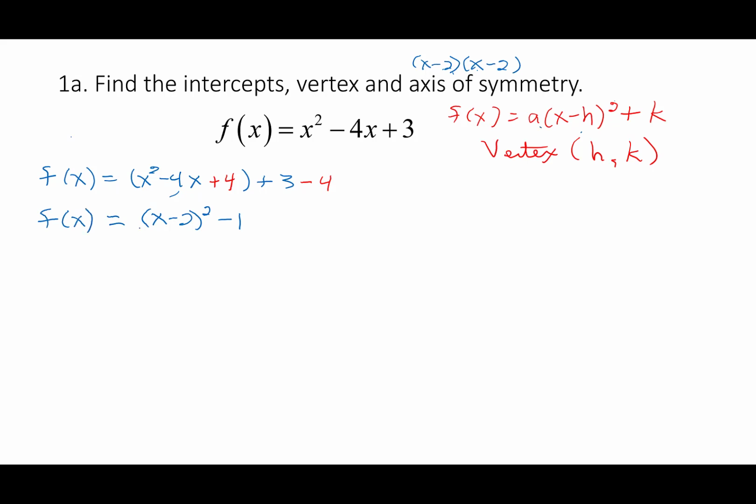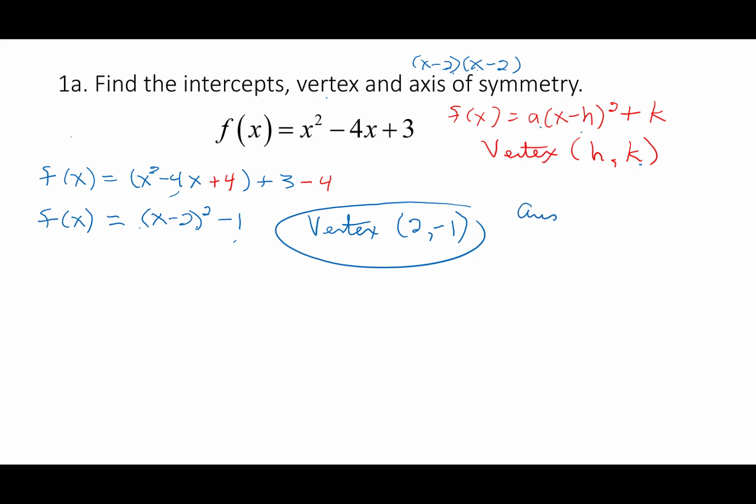A here would be 1, h would be 2, and k would be negative 1. So our vertex, which is (h, k), is going to be (2, negative 1). All right, so we found the first thing that was asked for. Well, actually, I guess the second thing that was asked for. The third thing that is asked for here is the axis of symmetry. That's really easy to get once we have the vertex.